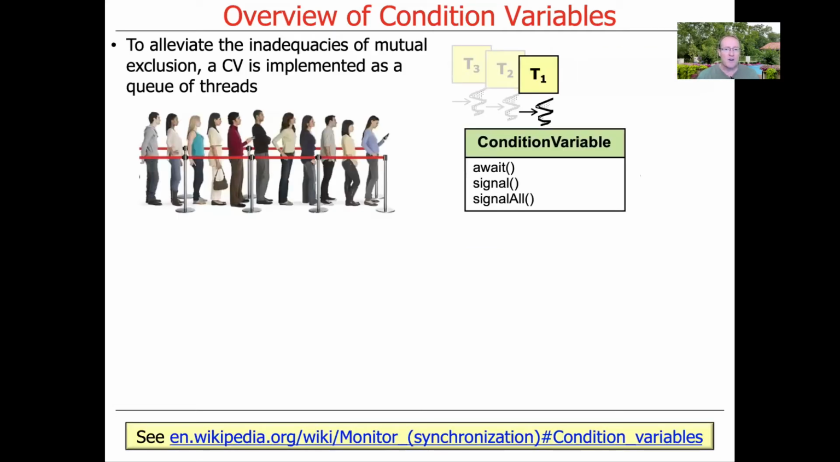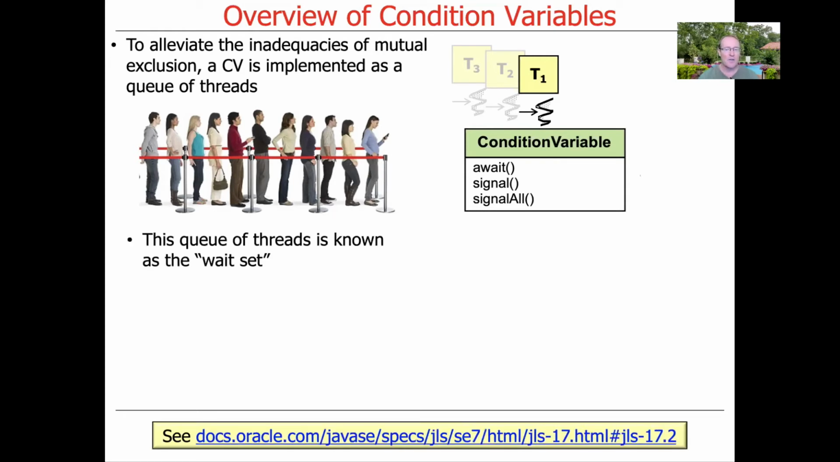So to alleviate these various inadequacies with mutual exclusion and the more basic primitives like reentrant lock or synchronized statements, synchronized methods, condition variables are implemented as a queue of threads. And the queue of threads is referred to as the so-called wait set.